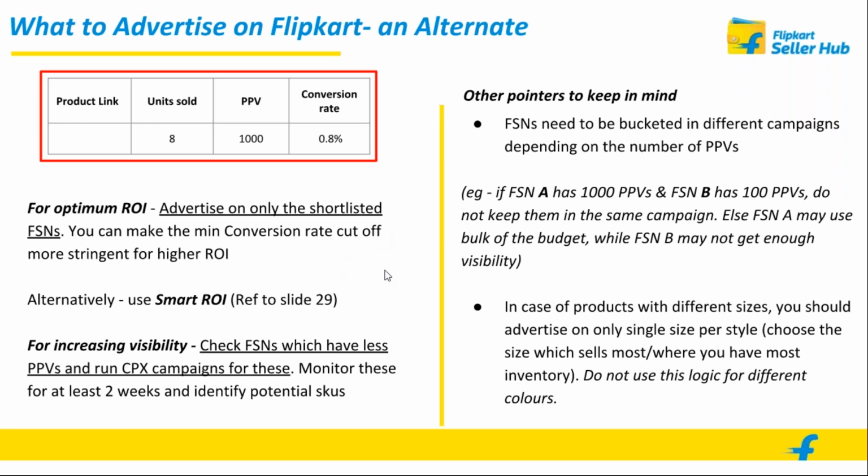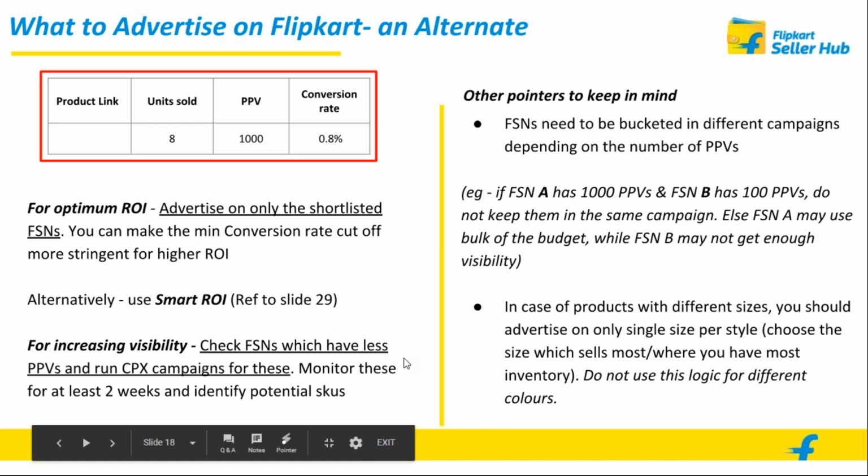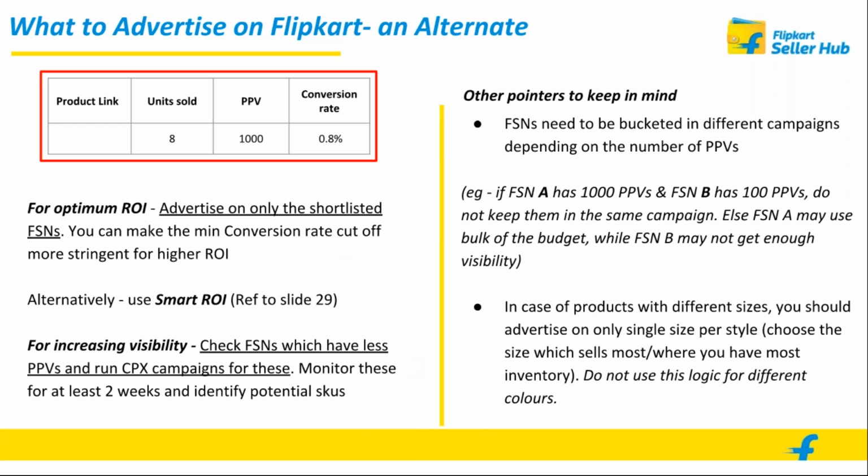Let that be. Next, increasing visibility. Now, check FSNs which have fewer PPVs and run CPX campaigns for this. This is a bit important. While we talked about the two kinds of campaigns, one is smart ROI, the other is CPX. We'll get into details on the smart ROI campaign, but do keep this in mind. When you're looking for visibility, necessarily for your slow moving products or your new products, it is always suggested to put them on a CPX campaign.